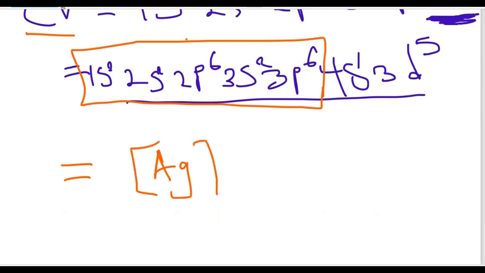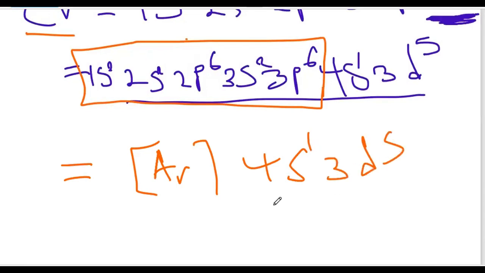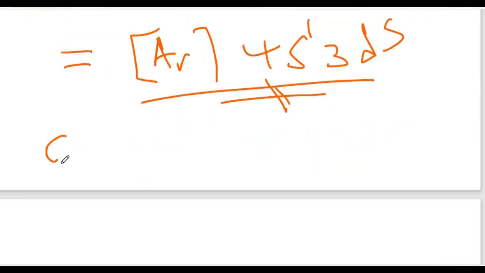I don't know why I've written Ag there. Ag is silver, argon is Ar. So Ar there, and then outside you are going to have 4s1, and then 3d5. So this is the electron configuration. For copper, it's a similar thing. If you are writing for copper, the electron configuration will be like this.